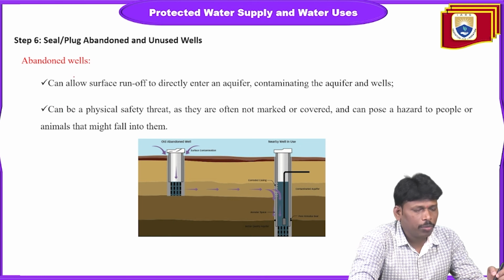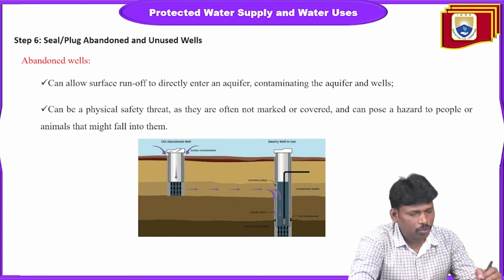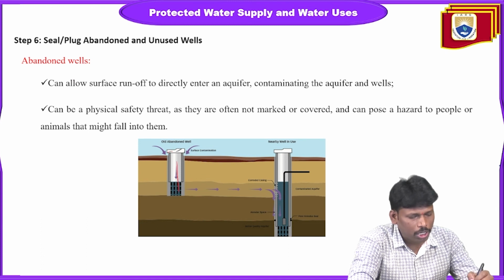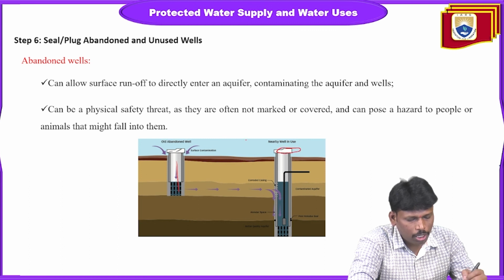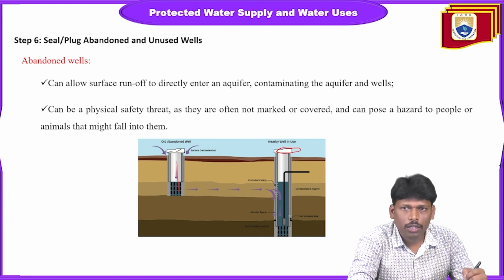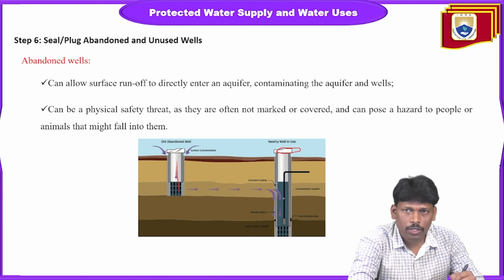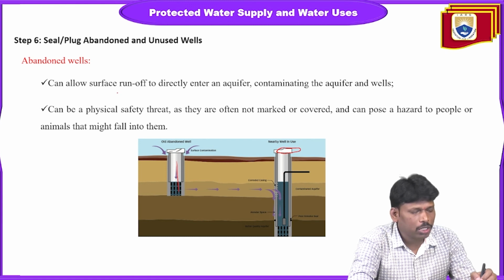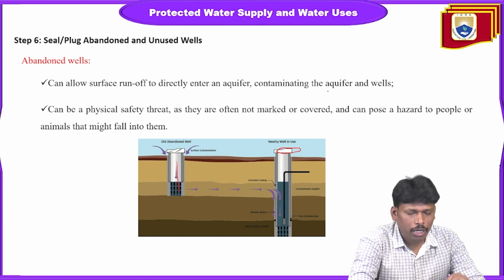seal and plug unemployed or unused wells. This is one of the major important things. This is the well, and you can see here the proper sealing. If you provide the proper sealing, then we will save this water, this ground surface. This is one of the subsurface sources, so we will save this source from contamination. Otherwise it can allow a surface runoff to directly enter into the aquifer, contaminating the aquifer as well as the well.